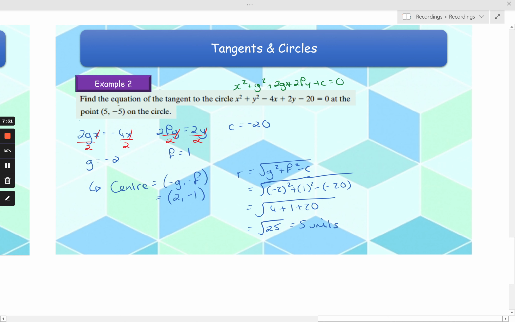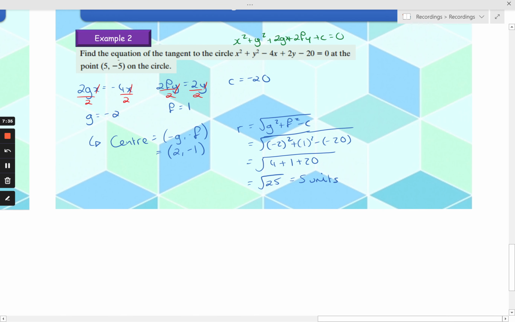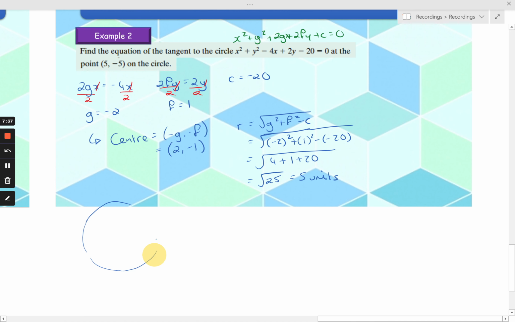So now let's draw a little diagram here, bearing in mind it says that it's a tangent at the point 5, minus 5. So when I draw a little diagram here, I have my circle. I've just determined that the centre of my circle is 2, minus 1. I know that a point on my circle is 5, minus 5. And I know the radius is going to be 5 units. Since it's a tangent, I know it's perpendicular.